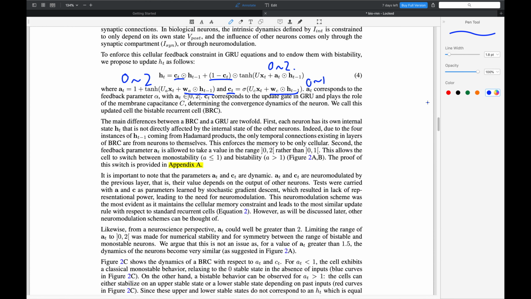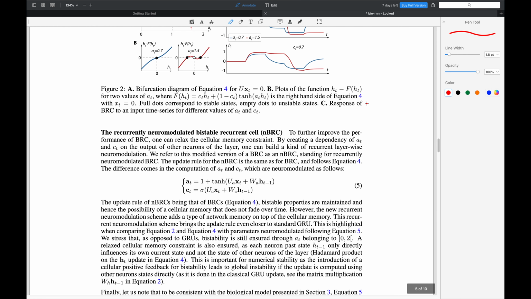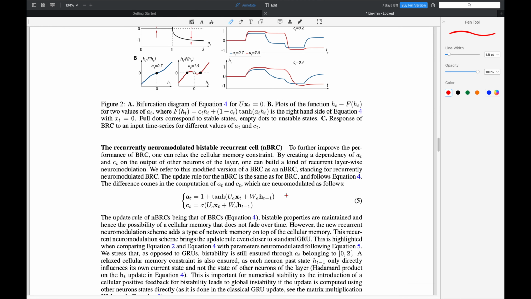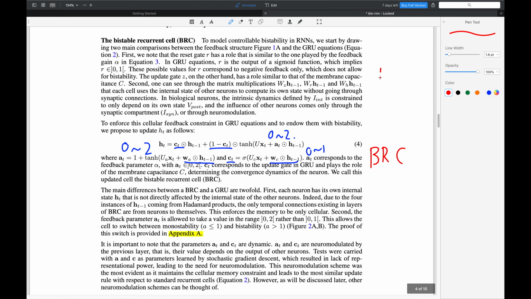Wait, so to clarify, the version that uses the Hadamard product is the BRC, and the one that uses the dot product like this is called NBRC. So it's basically from RNN, the authors wanted to introduce bistability, so they switched to the Hadamard product, but they saw it didn't perform very well, so they just switched it back to the dot product and made NBRC.